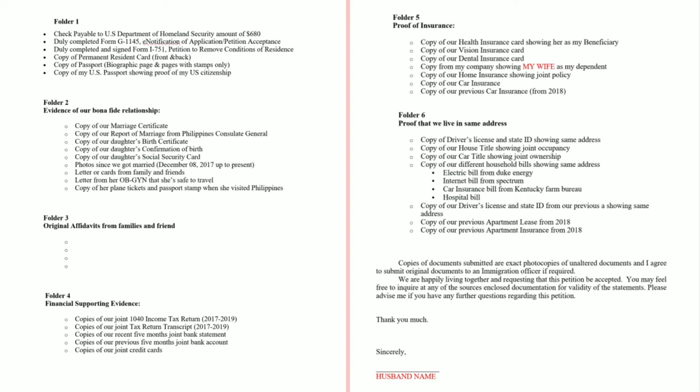Next is a copy of my permanent resident card, front and back. Next is a copy of my passport, biographic page and pages with stamps only. So for my passport, I submitted my old passport with my K-1 visa, and my new one under my married name.